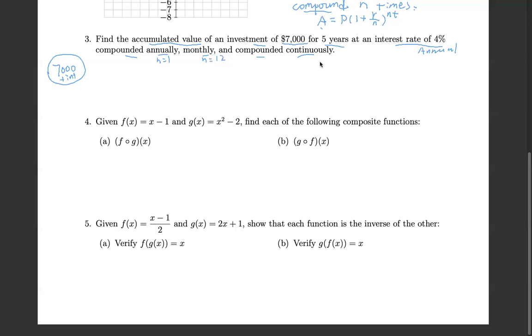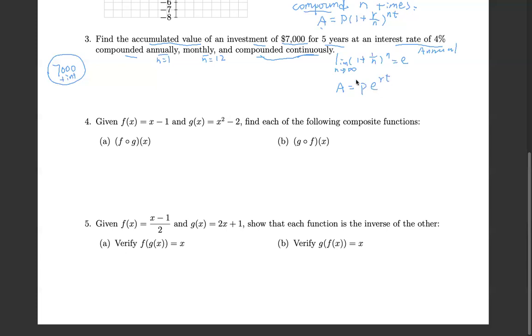Compounded continuously, we have another formula. We have 1 plus 1 over N raised to N. In the future, you will learn this: as N gets bigger and bigger, we call this the Euler number. So the formula becomes the accumulated money, the balance, equals the principal times E raised to R times T.